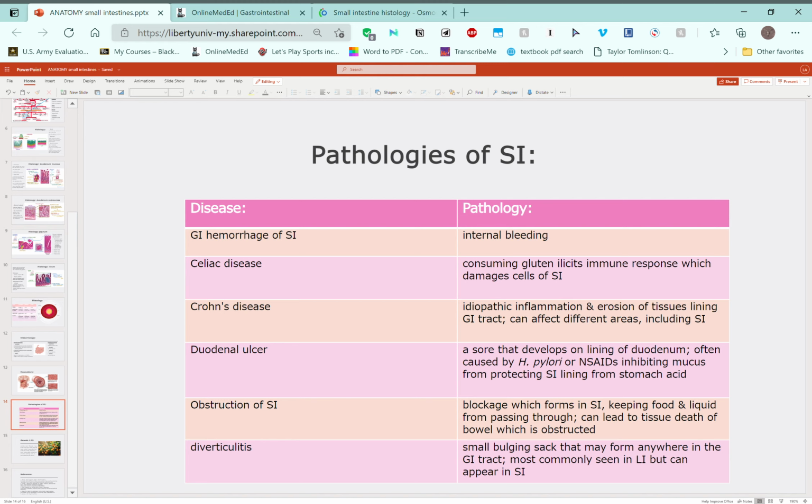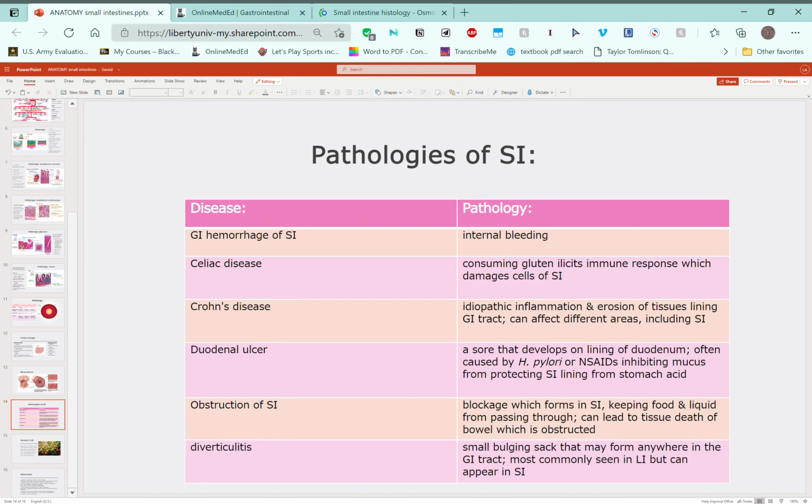A duodenal ulcer is a type of peptic ulcer, which is a sore that develops on the lining of the duodenum. This can be caused by the bacterium H. pylori or NSAIDs, interfering with the mucus lining, which helps regulate stomach acid. So if the stomach acid is not neutralized, it can burn a lesion into the duodenum surface.